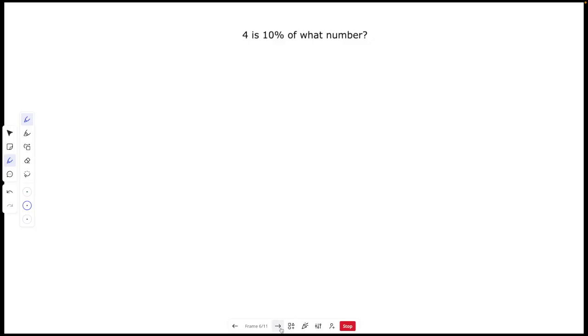Now, let's try this one here. And in this one, it's a little different because they give you the percentage. So the good news is we're still going to follow the same steps. So step 1, let's talk about the part, the whole, and the percentage.